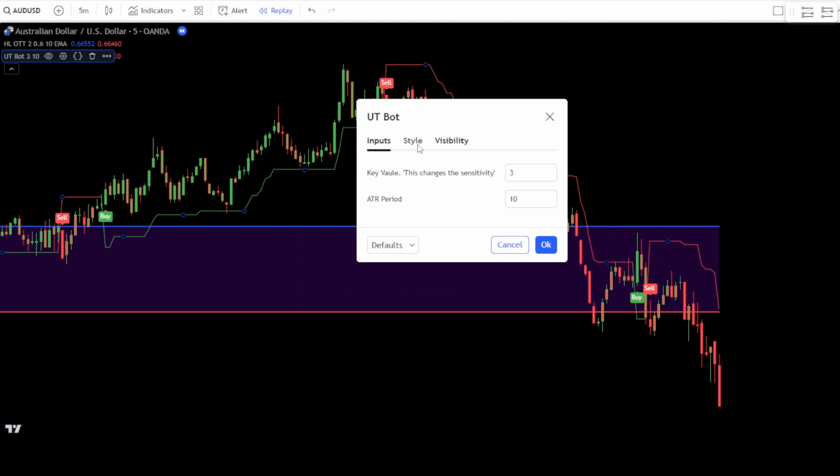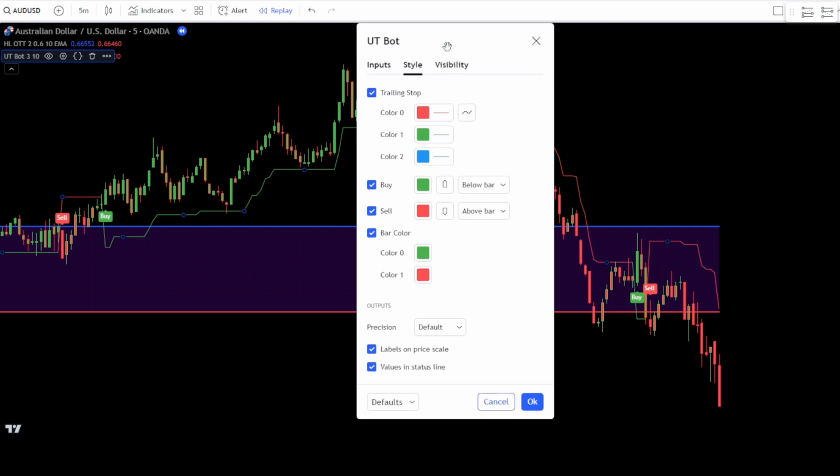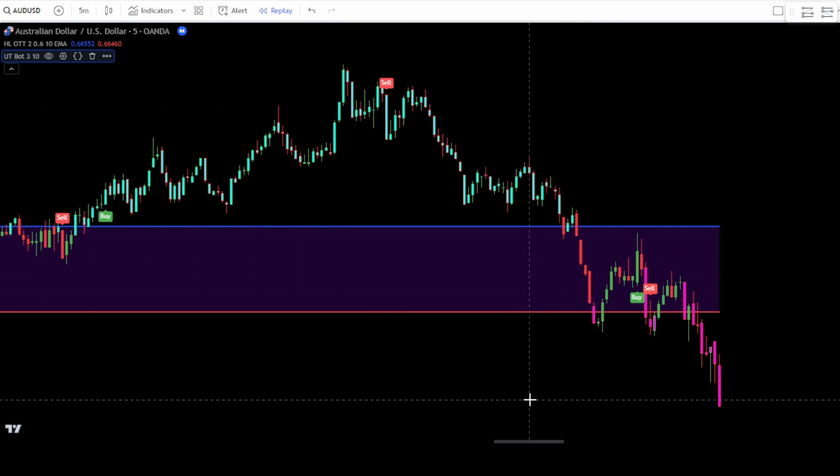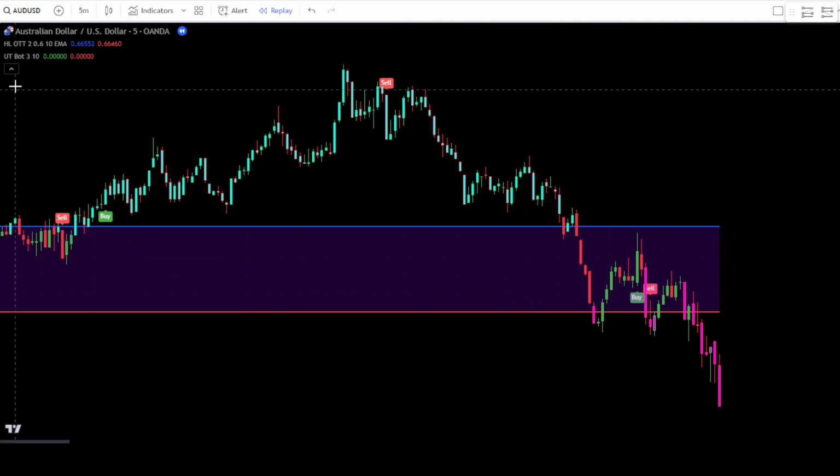Then, go to the Style tab. In the Style tab, deactivate the checkmarks for trailing stop and bar color. Once done, just click OK to confirm the changes. Now, let's discuss how to use these 2 indicators to place orders in the market.